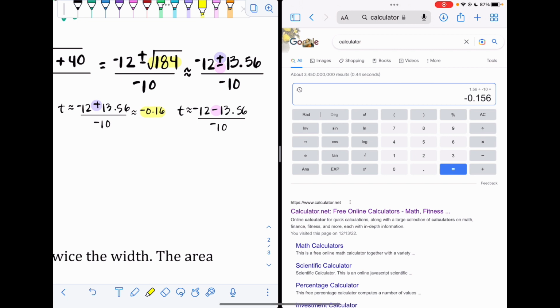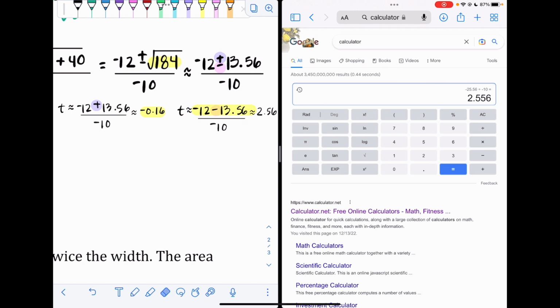And then for the second one, it's negative 12 minus 13.56, which is negative 25.56, and then if we divide that by negative 10, it's 2.556. Again, I'm going to round it to 2 decimal places here as well, so 2.56, because that 6 would round the 5 up to a 6, so 2.56.